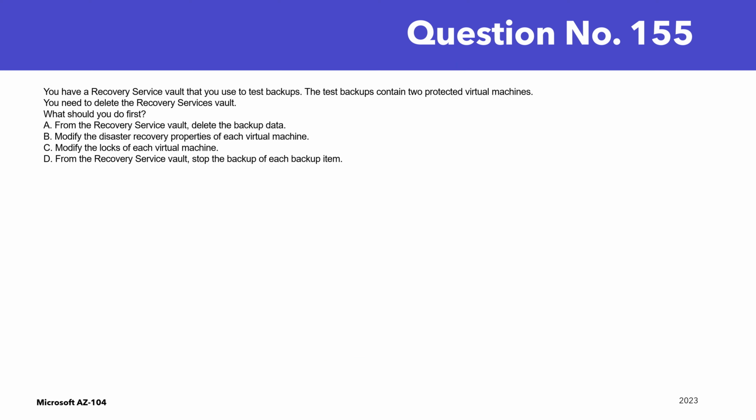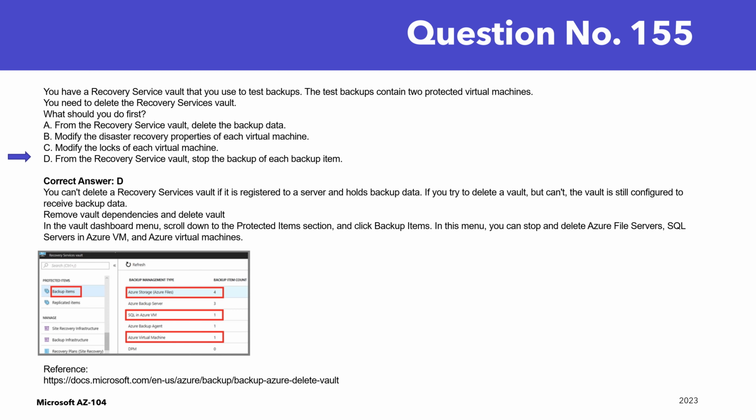You have a recovery services vault that you use to test backups. The test backups contain 2 protected virtual machines. You need to delete the recovery services vault. What should you do first? A. From the recovery services vault, delete the backup data. B. Modify the disaster recovery properties of each virtual machine. C. Modify the locks of each virtual machine. D. From the recovery services vault, stop the backup of each backup item. Correct answer: D.